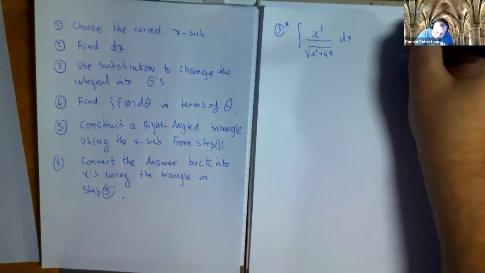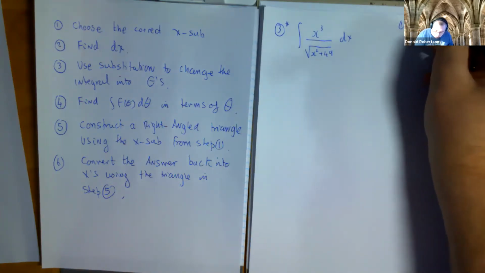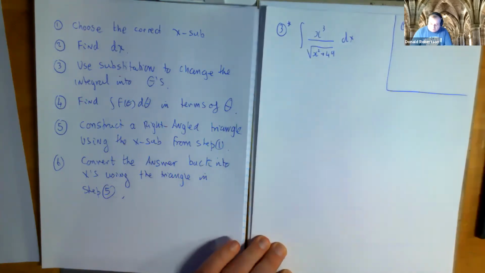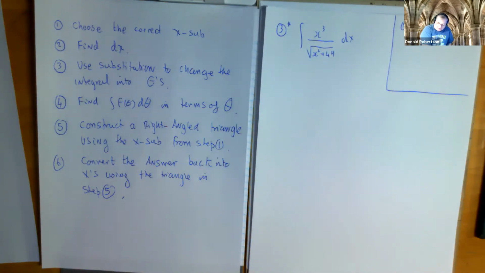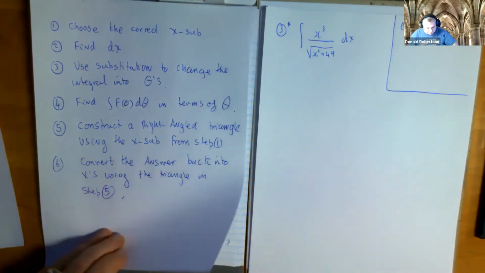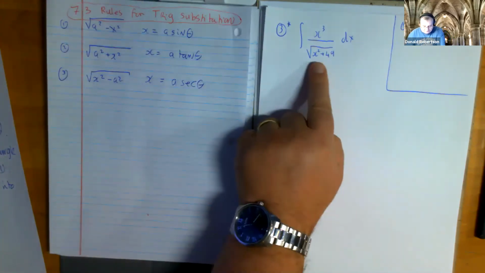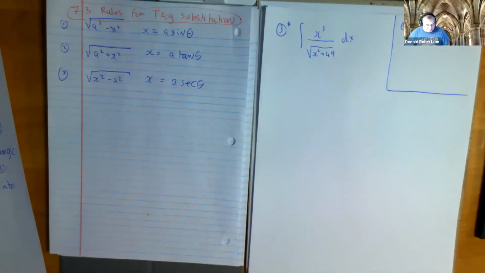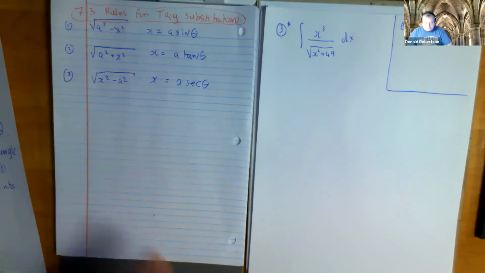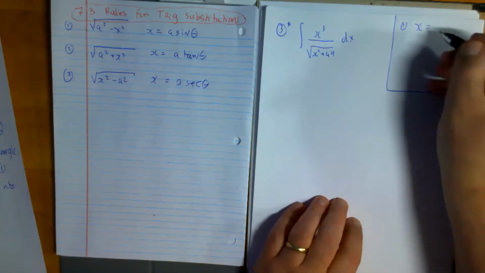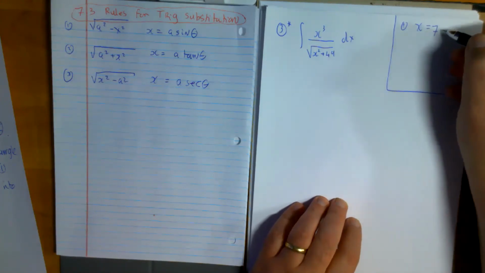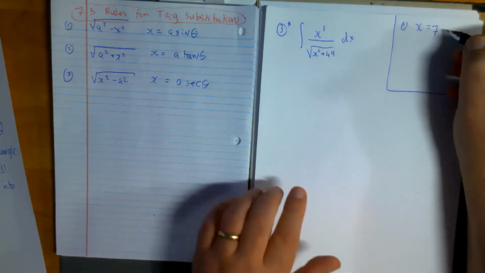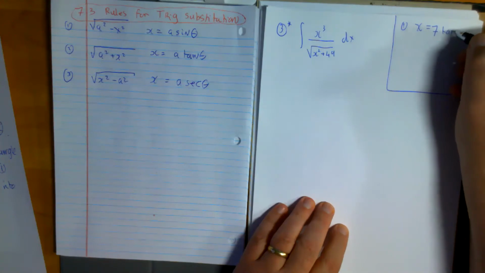Okay, step 1. We've already done this, guys, but let's do the whole process now. What is the x sub that you would use in that particular situation? x squared plus 49. What would you use? 7? 7 tangent of theta. There we go.